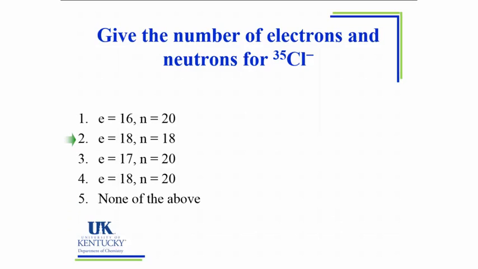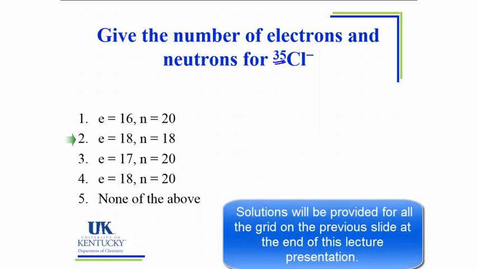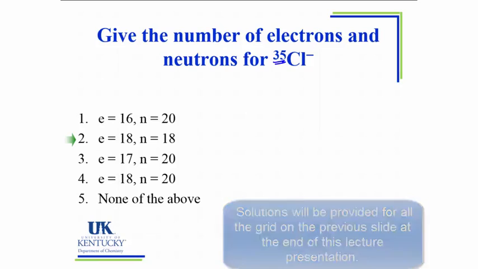Okay, did you pick 18 electrons and 18 neutrons? Well, the neutrons certainly didn't change, because in the previous one we still had the same 35. But the number of electrons is one more than the number of protons because of that negative charge. We have to have one extra electron.